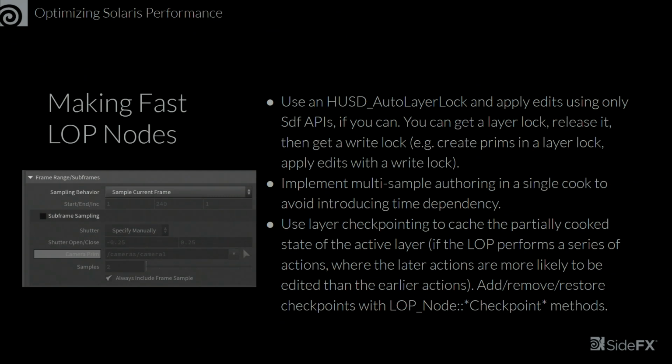So in C++, you can get a layer lock and make a bunch of SDF edits. It's very common in our lop nodes to do that to create primitives, because creating primitives tends to be slow if you're using USD APIs and you're doing it one at a time. So use your layer lock, add all your prims, unlock the layer lock, and then get a write lock. And that works just fine.